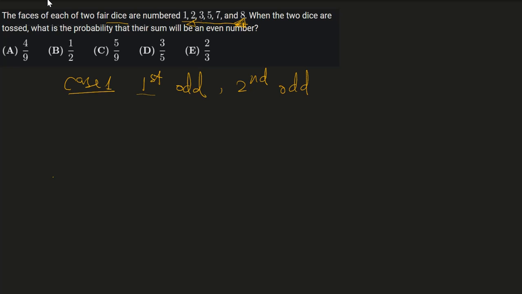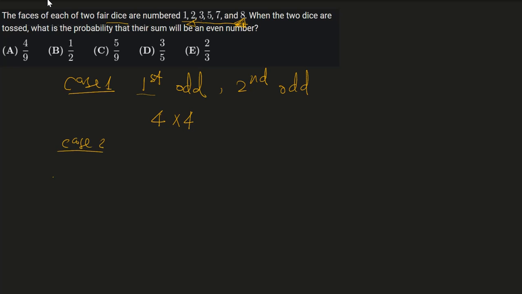Okay, let's look at the first dice. If it is an odd, then how many odds do we have on this special dice? As mentioned before, we have 1, 3, 5, 7. We have 4 faces with an odd number. Therefore, that's 4. And since the first and the second dice are independent, we'll multiply by the number of odds that the second dice can give us, which is also 4. So that's 4 times 4.